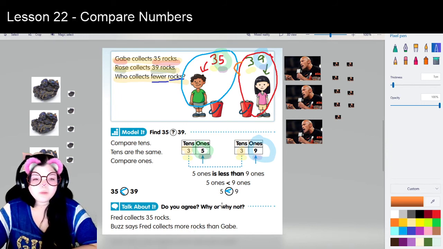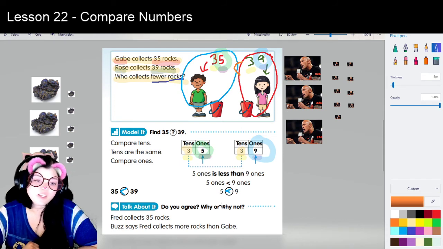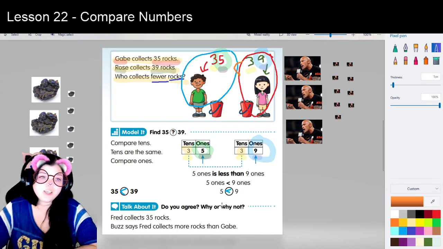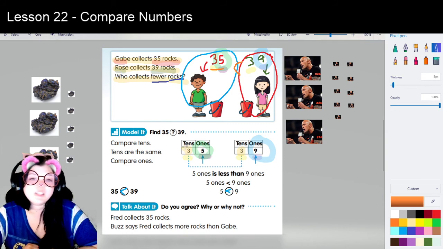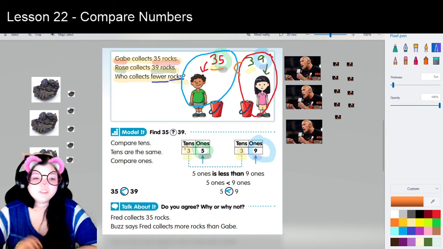So I want you to think about, do you agree? Fred collects 35 rocks. Buzz says Fred collects more rocks than Gabe. Think about that. If Fred collected 35, how many did Gabe collect? Look at his. He also collected 35. Is 35 less than, greater than, or equal to 35?